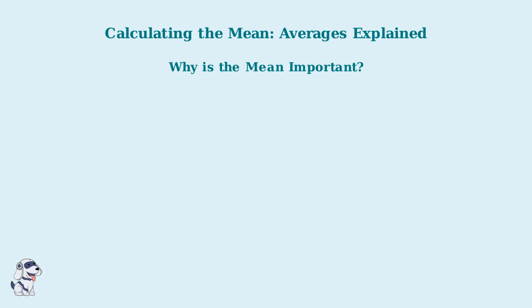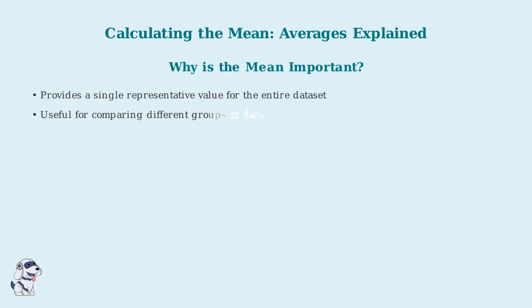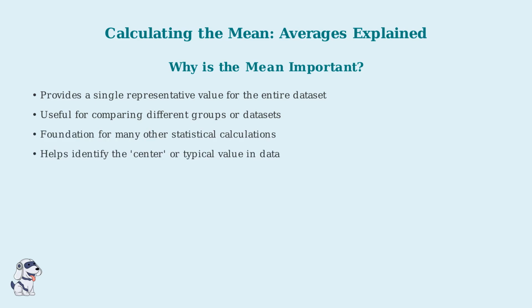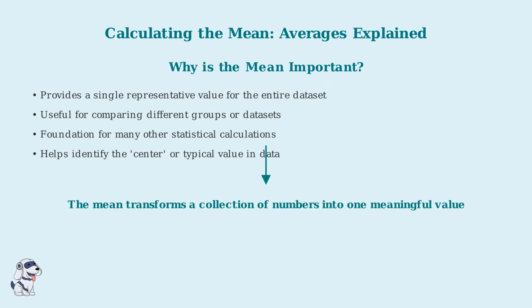The mean is crucial in statistics for several reasons. It provides a single representative value for an entire dataset, making it easy to compare different groups. The mean also serves as the foundation for many other statistical calculations and helps us identify the center or typical value in our data, making it an essential tool for data analysis. In essence, the mean transforms a collection of individual numbers into one meaningful value that represents the entire dataset.